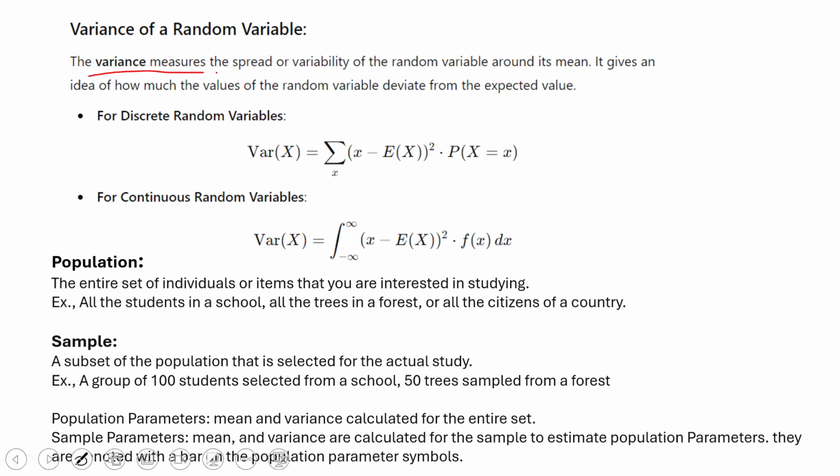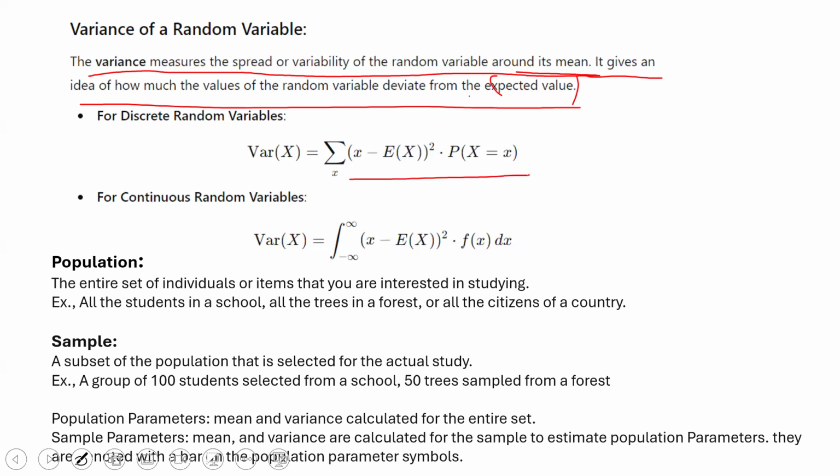The variance measures the spread or variability of the random variable around its mean. So how far the values have spread from the mean is what variance measures. It gives an idea of how much the values of the random variable deviate from the expected value. Expected value is the mean, and variance says how far the values are distributed from the mean. The formula for that is the sum of (x minus E of x) whole square times the probability of x, where x is each random variable, and you can calculate the expected value of x.